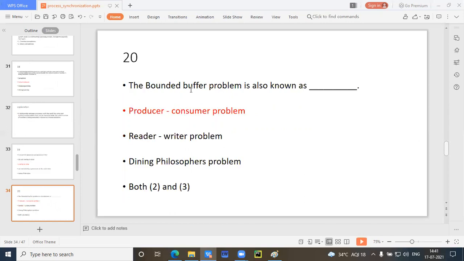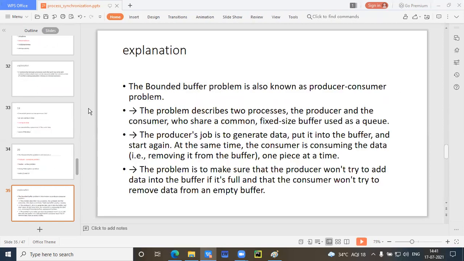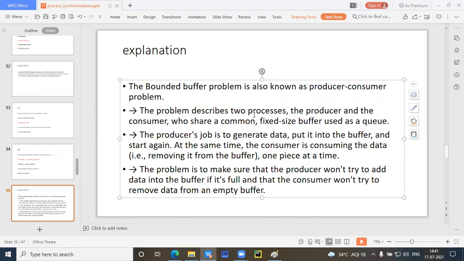The bounded buffer problem is also known as the producer consumer problem. Here we have three points to remember. The problem describes two processes, the producer and the consumer, who share a common fixed-size buffer. Second, the producer's job is to generate data, put it into the buffer, and start again.